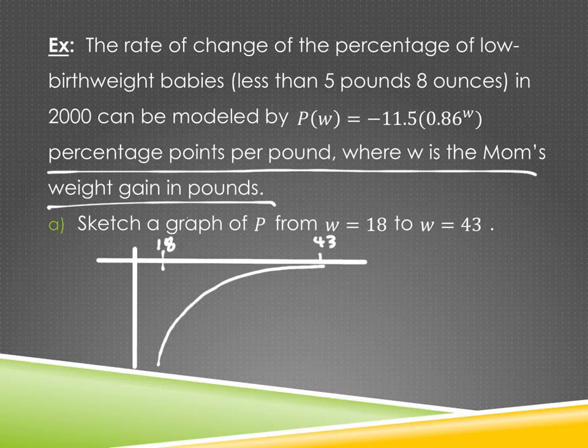The birth weight's not as low. There are fewer low birth weight babies, right? Because this is supposed to be measuring the number of low birth weight babies. So there are fewer of them based on how much weight that mom has gained. Does that make sense? The original graph is decreasing because this is the derivative graph, right? This is the rate of change graph, and the rate of change graph is negative. So the original graph would have been decreasing.